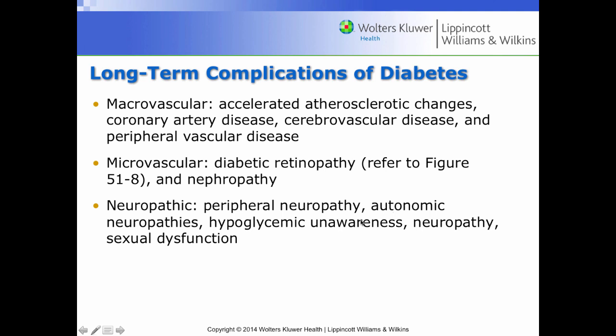Another set of peripheral nerves that are affected are the autonomic nerves. So what you often see are people who have orthostatic hypotension because the autonomic nerves that regulate blood pressure are damaged and don't work as well. It promotes that hypoglycemic unawareness because of the loss of the sympathetic nerve function. And then sexual dysfunction is very common, again, because of loss of autonomic nerve function.